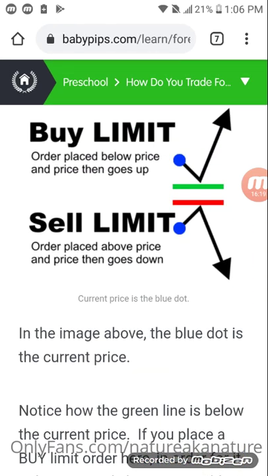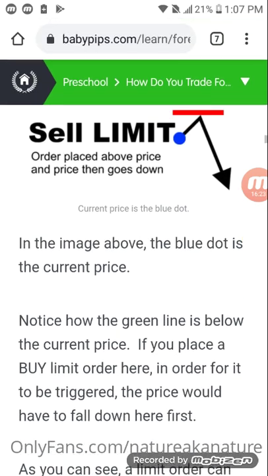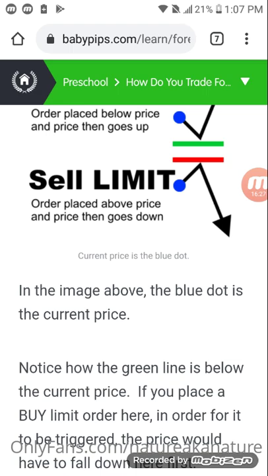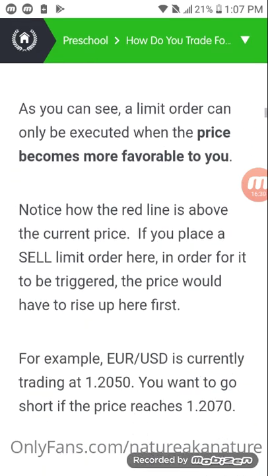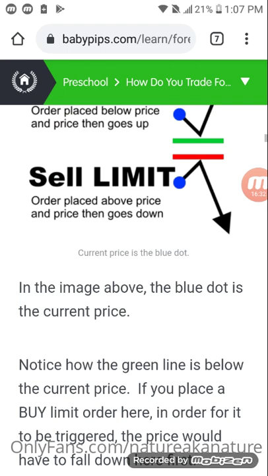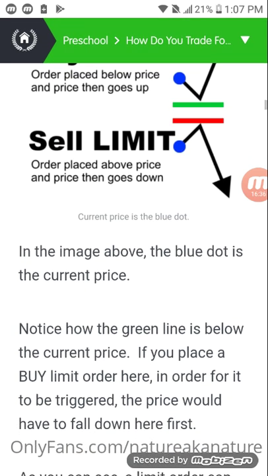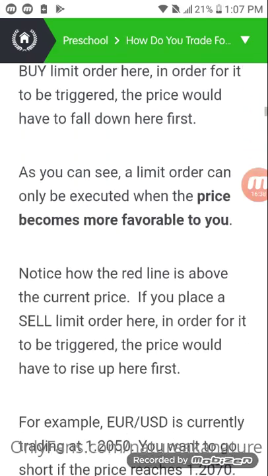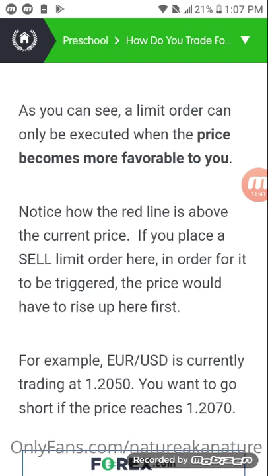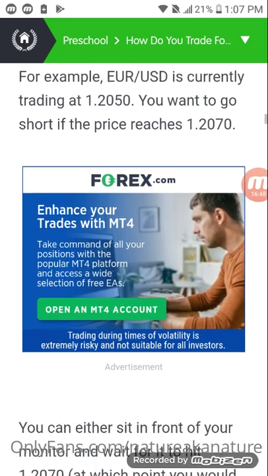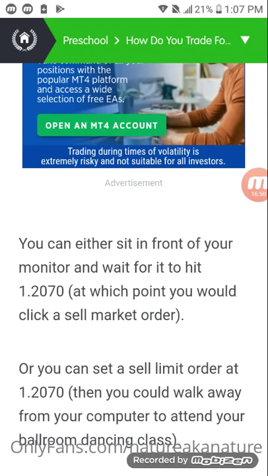Okay, current price right now, with the blue dot, is at 1.2050. And the sell limit is 1.2070. Okay, that's the sell limit for this example. And once price reaches 1.2070, it hits your trigger, and now you're in the trade.